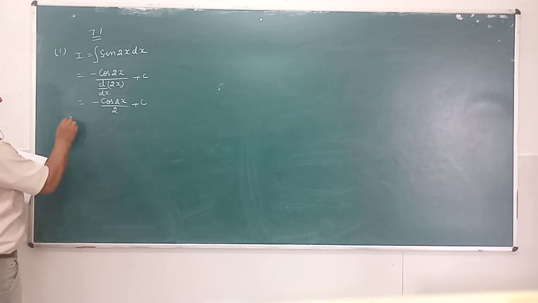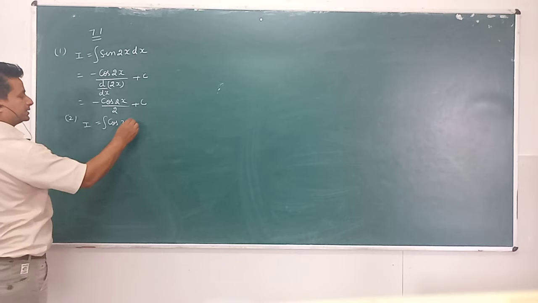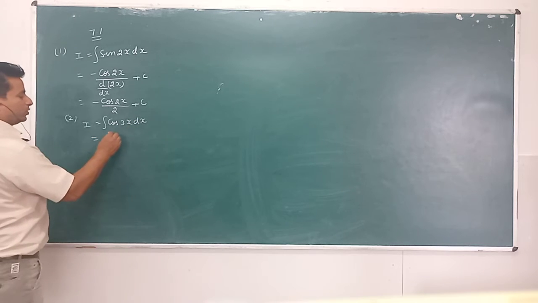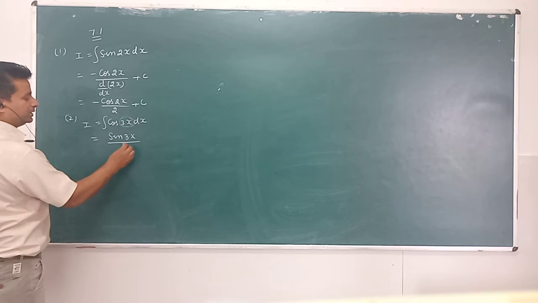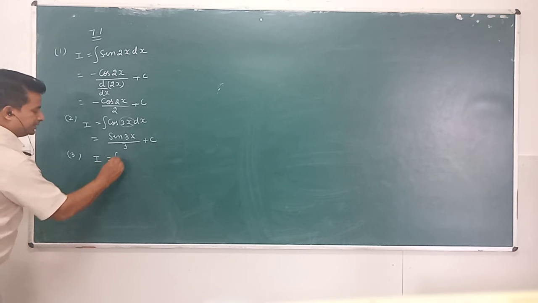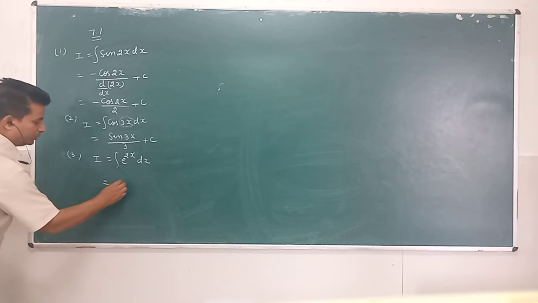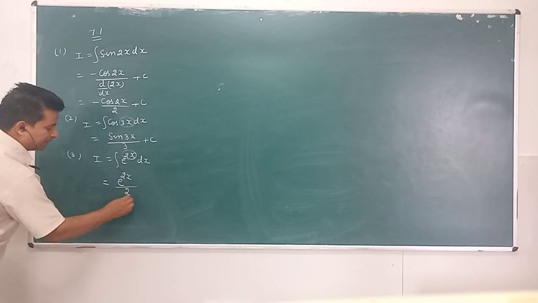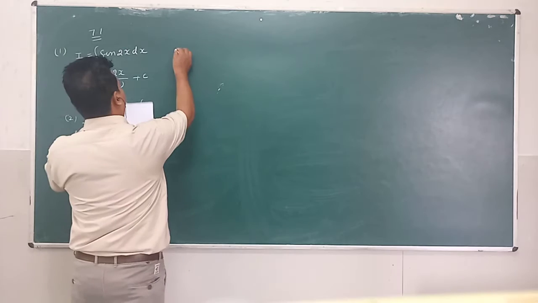In the second question, the statement is integral of cos 3x. Integration of cos is sin 3x divided by the derivative of this angle, which is 3. In the third question, I is equal to integral of e power 2x dx. As we know, integration of e power is the same divided by its derivative, which is 2. So integral of e power 2x is e power 2x divided by 2.